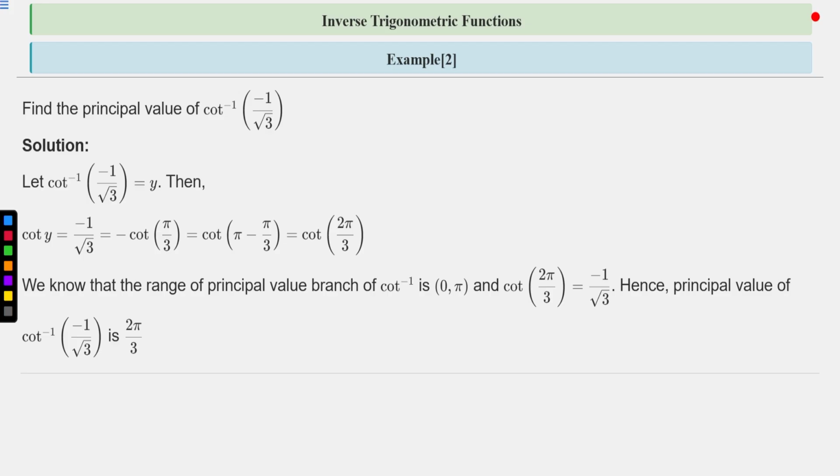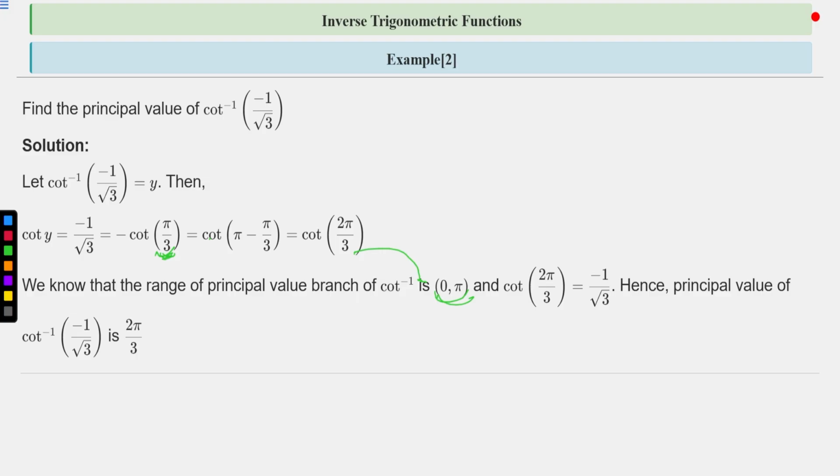Now we know that the range of the principal value branch of cot inverse is 0 to pi. It is not minus pi by 2 to pi by 2, it is 0 to pi. Minus of cot pi by 3 can be written as cot of pi minus pi by 3. After solving this, you will get cot of 2 pi by 3. Now we have to check whether this 2 pi by 3 is lying in 0 to pi or not. Yes, it is lying in 0 to pi.